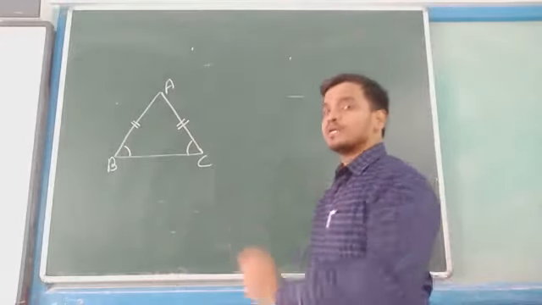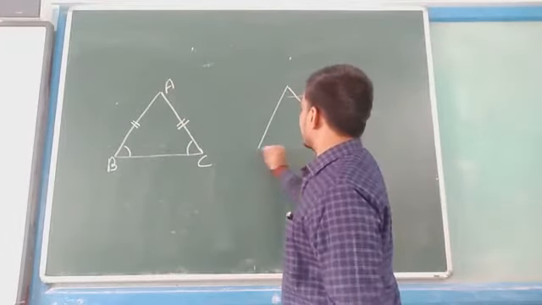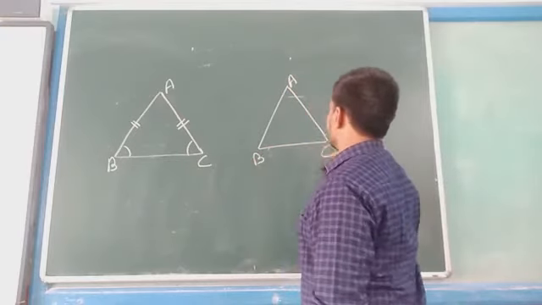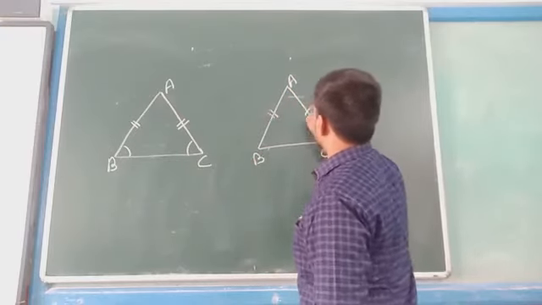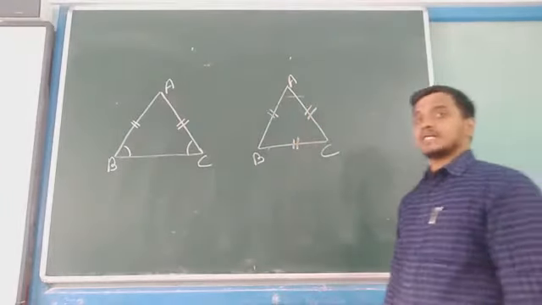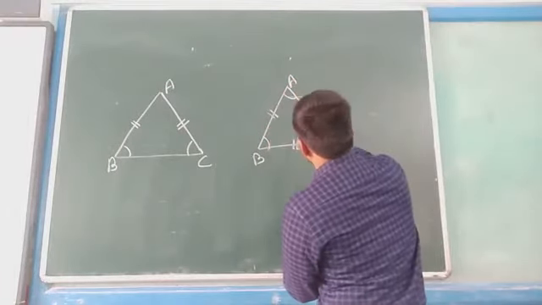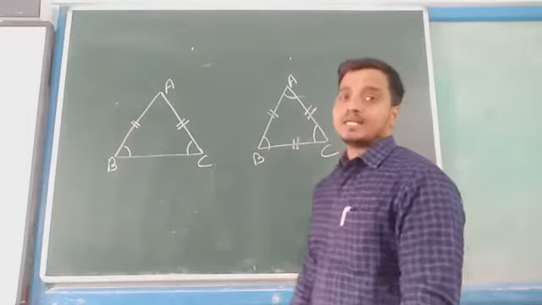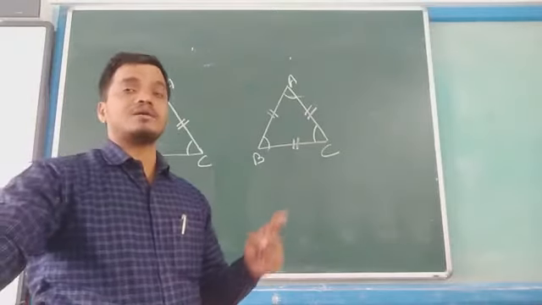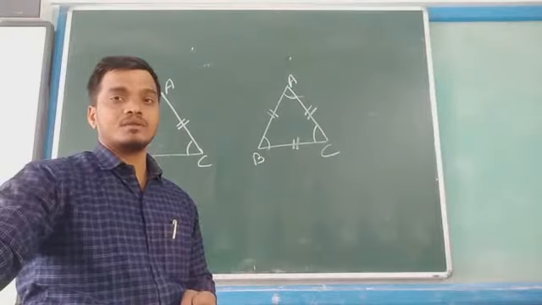The same property holds with equilateral triangles. If ABC is an equilateral triangle, all the sides are equal. So if all the sides are equal, then definitely their opposite angles are also equal. That is why we say that in an equilateral triangle, all the sides are equal and all the angles are also equal.